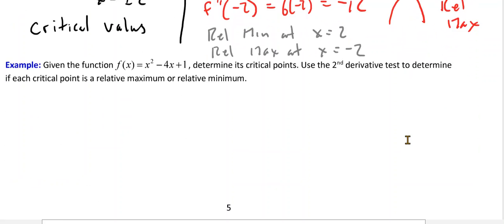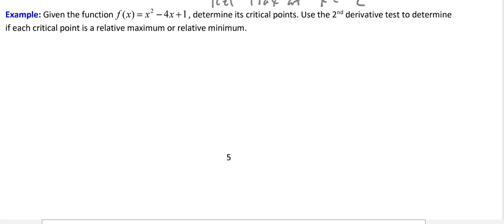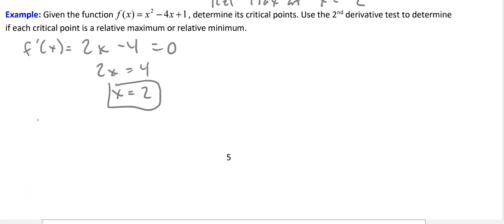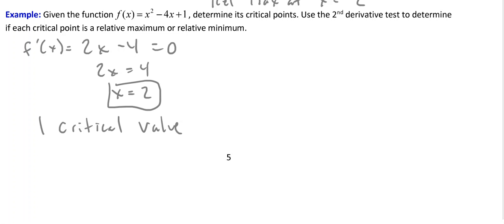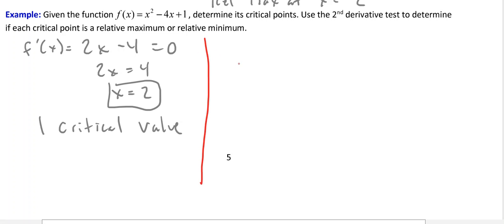Let's do one more problem. In this one, we will find the first derivative, set it equal to 0, and we get 2x minus 4. Set that equal to 0. 2x equals 4. x equals 2. So now we just have one critical value. But is it a max or is it a min? Once again, let's go to the second derivative test. The second derivative of 2x minus 4 is simply 2.